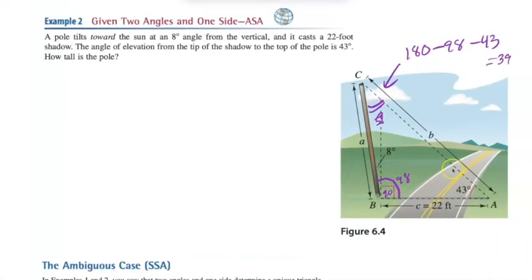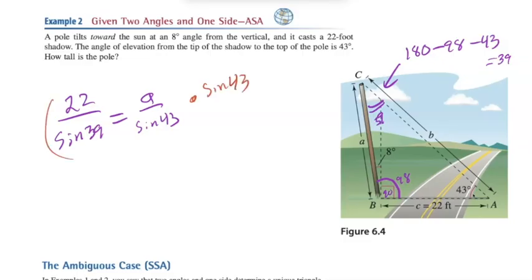We have angle C with side C. So we're going to set it up. 22 over sine of 39 equals, we want to find out what A is. A goes with 43, so A over sine of 43. We're going to multiply both sides by sine of 43. And to spare you, I put it in off camera: 23.8. That's how tall the pole is.